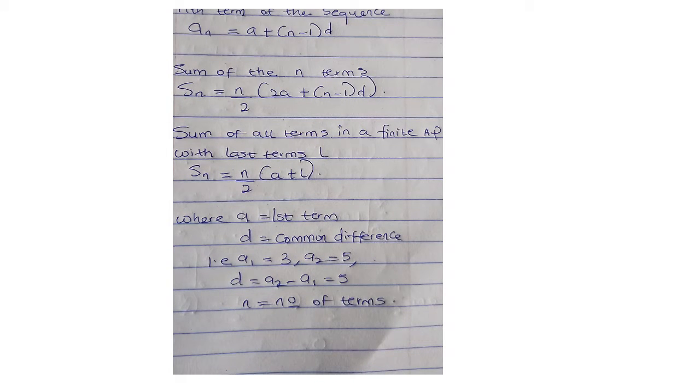There are some basic formulas we need to know when solving for arithmetic progression or AP. The first formula is the nth term of the sequence, given as an = a + (n - 1)d, whereby a is the first term, d is the common difference, while n is the number of terms. So when you're asked to find the nth term of the sequence, the formula we use is an = a + (n - 1)d.